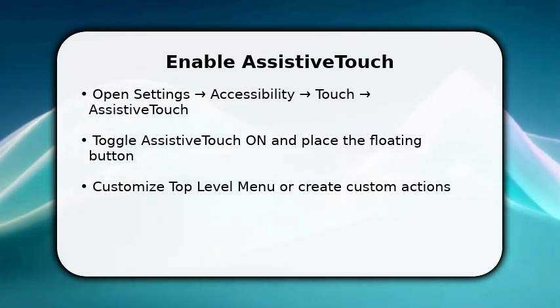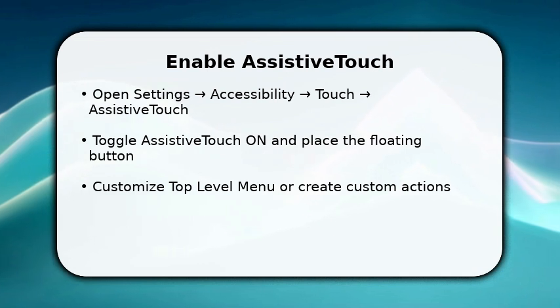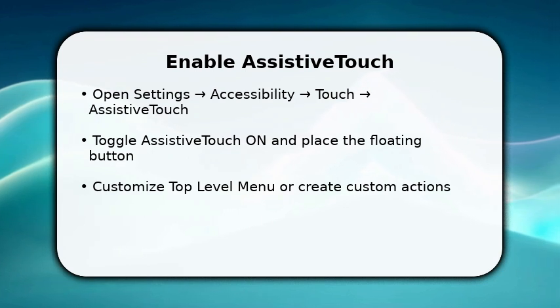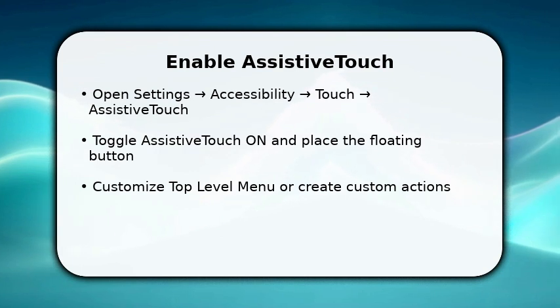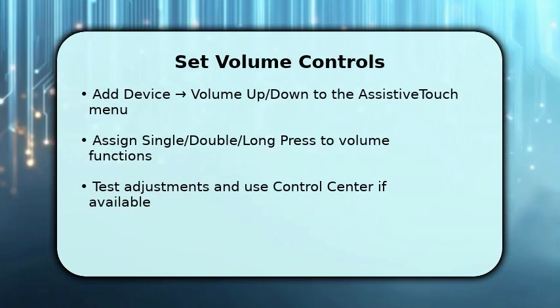Once done, tap Customize Top-Level Menu to add device or volume buttons, or set single, double, or long press custom actions. This step replaces broken physical buttons with clear on-screen controls, so you can control volume right away without opening the phone. Now you'll configure how Assistive Touch adjusts sound.